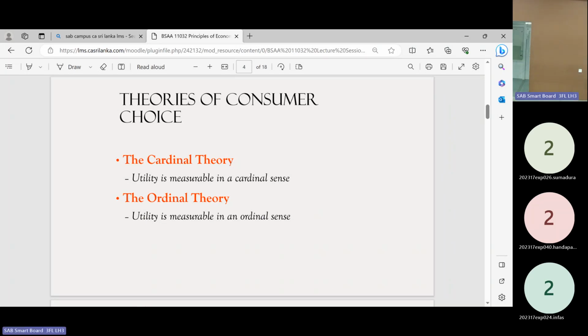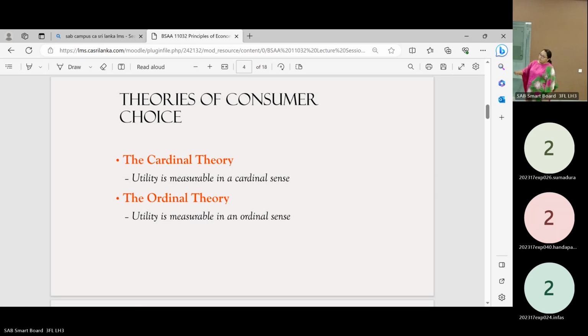On the other hand, if we assume that we cannot measure, she can tell me, Miss, I can't give a number, but I can say string hoppers was a bit better than bread for breakfast. If we can't measure, but we can give a ranking, I prefer the string hoppers. If I didn't have string hoppers, second, bread. If no bread, then rice. If we can rank, then it falls under the ordinal utility approach. That's the difference.